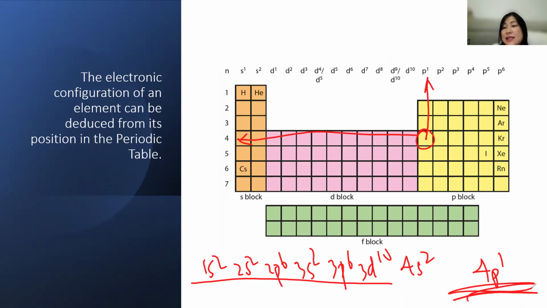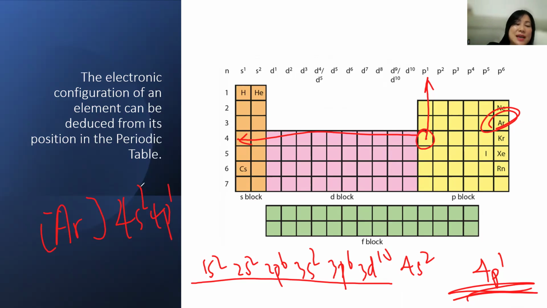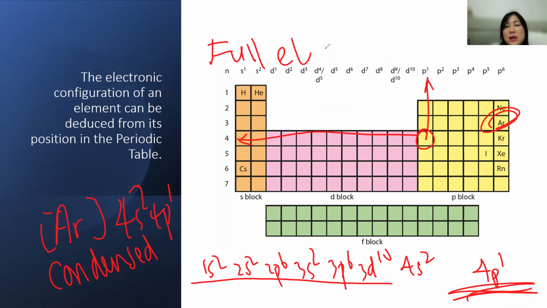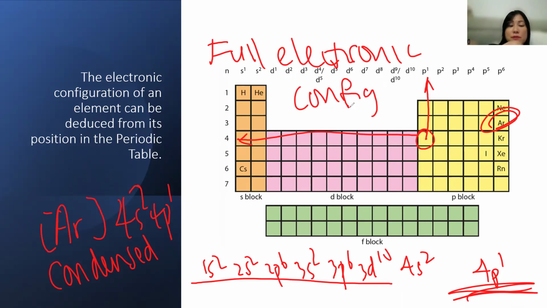Whatever is before must be there. If you use the condensed form, then the previous noble gas is argon, so you write argon in brackets. Argon has all of the 3, so you need to put in the 4: 4s2, 4p1. Now, during the exam, we do not write this. This is called condensed electronic configuration. We don't really write the condensed electronic configuration. We usually write the full electronic configuration. So what is the full electronic configuration? It is this. We will not write the condensed, but usually we write the full. Okay?